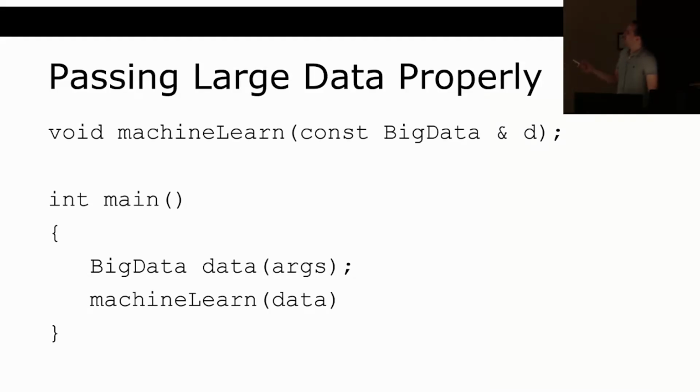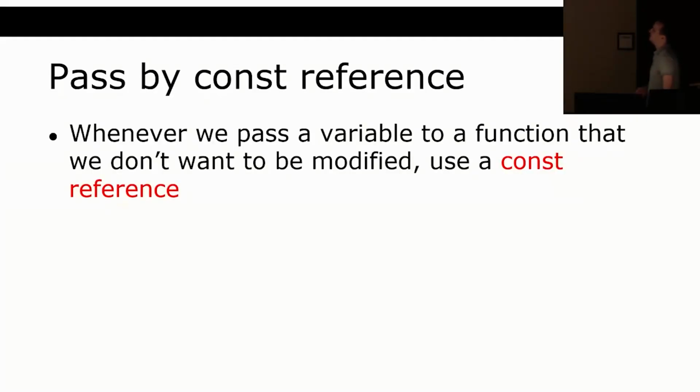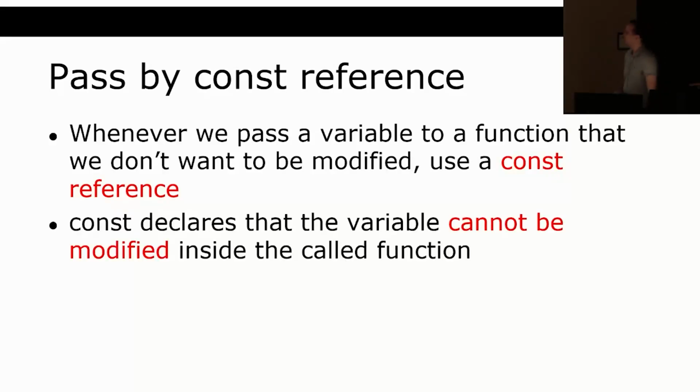So wherever we want our data to not be modified, I put const there. This is in a lot of languages, but in C++, with some exceptions, pass by const reference if possible. Okay? Because I'm not copying the whole data, and it's also const, so I know I'm not going to be changing the data. So wherever we pass a variable to a function that we don't want to be modified, use a const reference if possible. Const declares that the variable cannot be modified inside the called function.